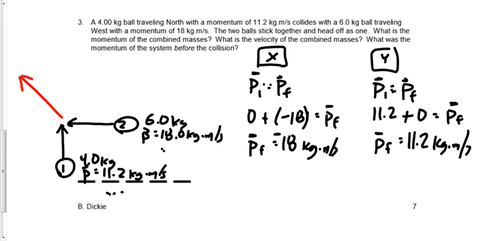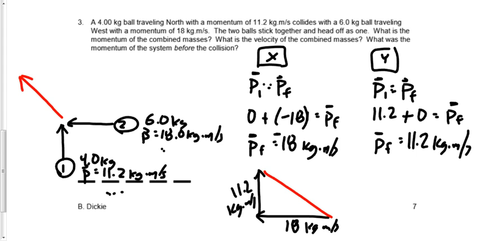Now do I have to convert that to velocity? You could by saying V is equal to P over M, or you could just analyze the momentum. 18 this way, 11.2 this way. And then the resultant, not the resultant velocity, but the resultant momentum, would be the hypotenuse.